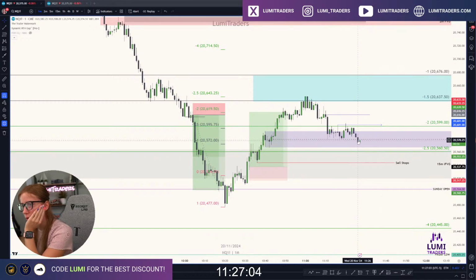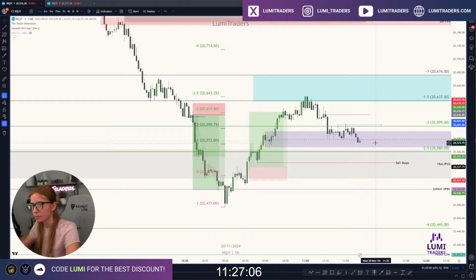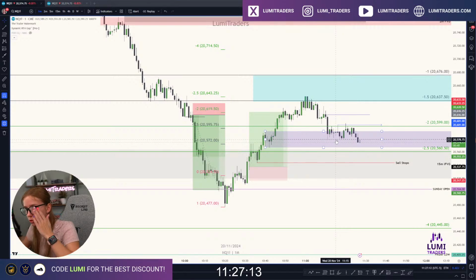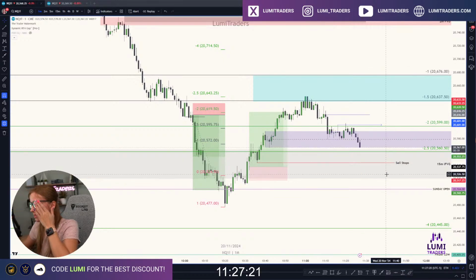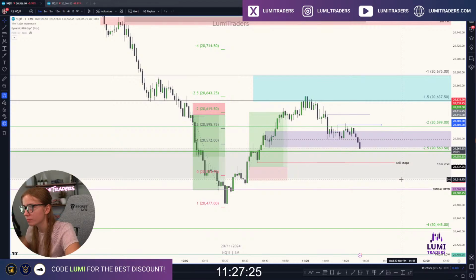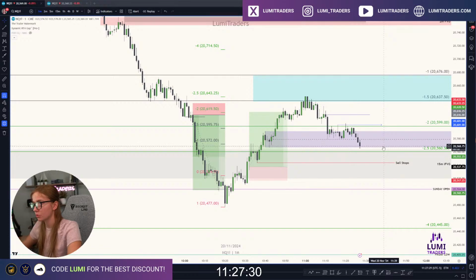First closure below mean threshold. Usually we should get momentum right after this, because I would say it's not that powerful an order block anymore. 50% broken. Oh, sell stops. Oh, it's like 25 points away. But right now, sell stops kind of make sense to me, because we already broke 50% of this OB.